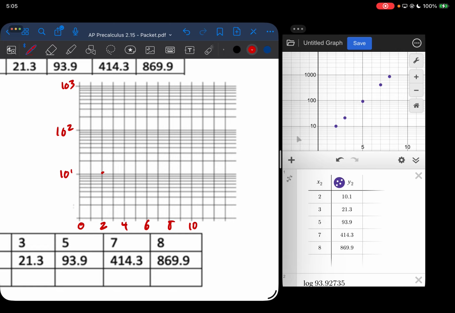So at 2, we're at 10. At 3, we're at 21.3. At 5, we're at 93. So that's just about 100. At 7, we're at 400. So 2, 3, 4. And then at 8, we're at 900. So this is how you can get Desmos to show this on a semi-log plot.